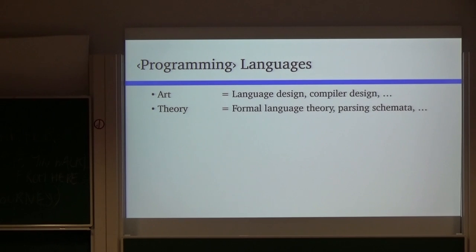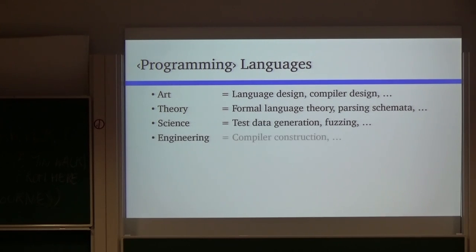Then for the theory, we have tons of stuff like formal language theory, parsing schemata, a lot of calculi for type theory, some stuff for bidirectional transformations and whatnot. For science, well, we have recently a lot of things with fuzzing, with test data generation, something that allows us to do cool stuff with something that we've done here as well. Let's take a bunch of code and let's throw it at our tool and let's see if it breaks. Oh, it breaks. Okay, we fix the thing and then we go back. And then for the engineering, that's the compiler construction and parsing techniques. How do you connect all these bits together and stuff like this?